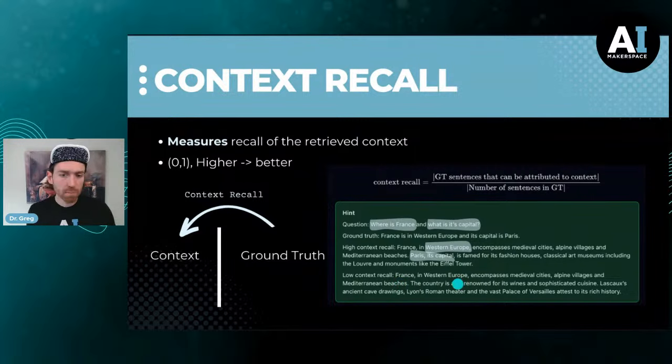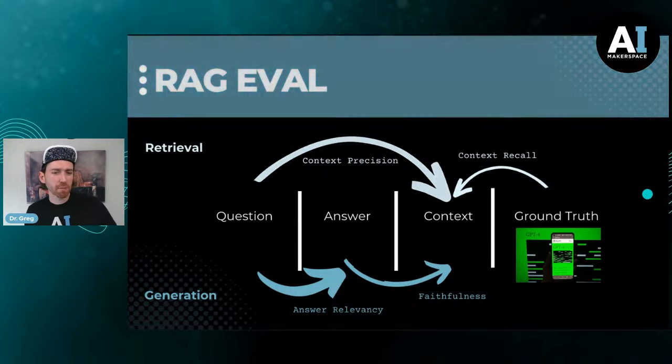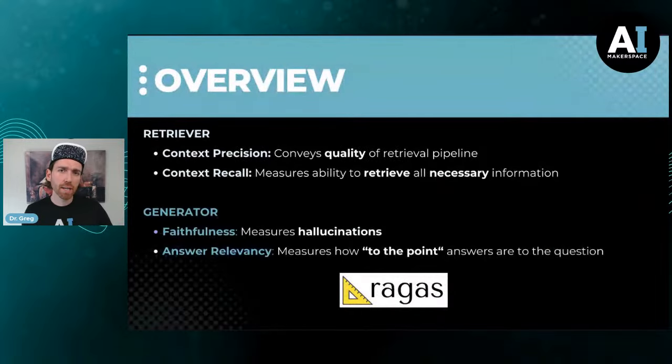And a low context recall is going to be doing the same thing that we saw earlier. Well, France is in Western Europe, simple villages, Mediterranean beaches, the country is renowned for sophisticated cuisine, on and on and on, but it doesn't address anything about Paris, which of course the ground truth does. So again, we can look at this holistically, and if we look at each of these metrics, we get some idea of how our system is performing overall. But it's generally difficult to get a perfect picture of that. These are the tools we have, and they work, as we mentioned, very well for directional improvements.